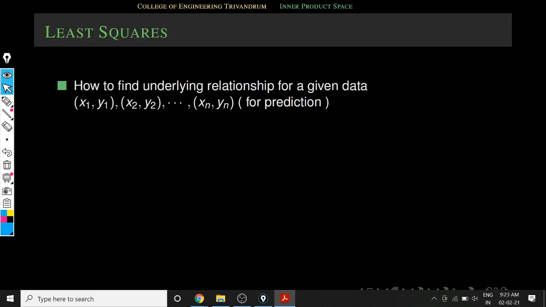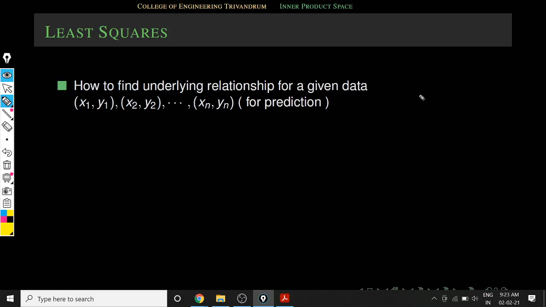Today we are going to discuss least squares. I already mentioned some applications of least squares. Especially, suppose we have data and we know that there is some underlying relation for the given data. Suppose we have to find that underlying relationship.